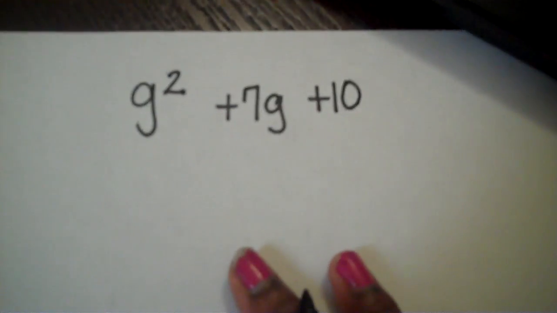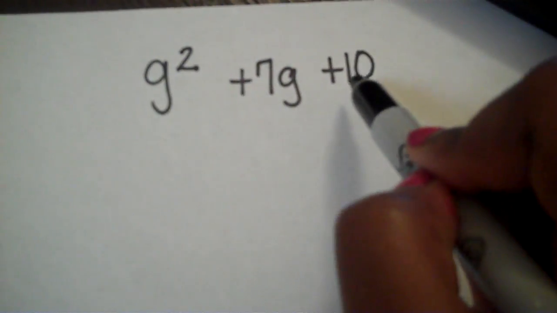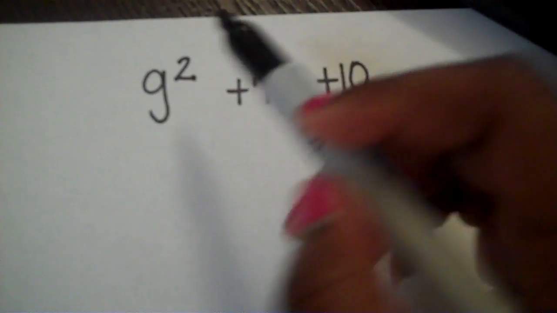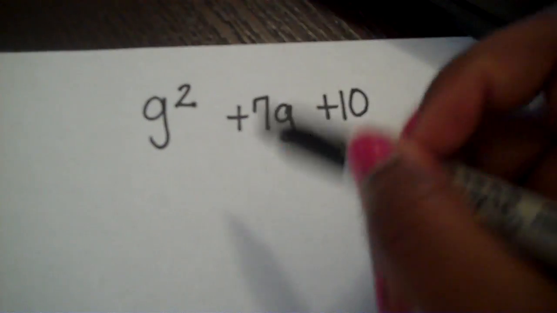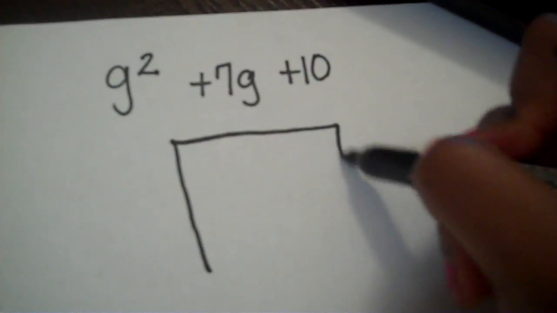First example we have is g squared plus 7g plus 10. Alright, so I need to check to see if there's a GCF always. 1, 7, and 10, nothing goes into that. Then this has a g, but this one doesn't, so I can't pull out a letter, which means it's a trinomial. I need to do my box method.